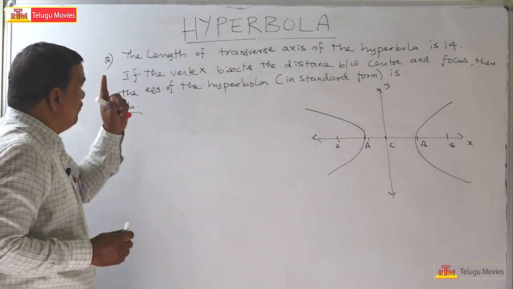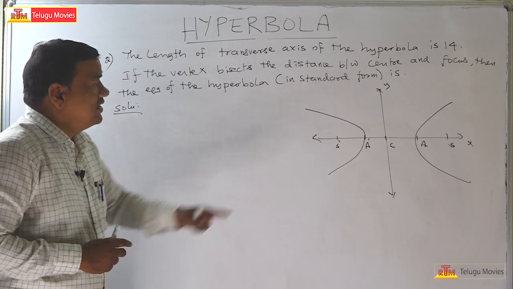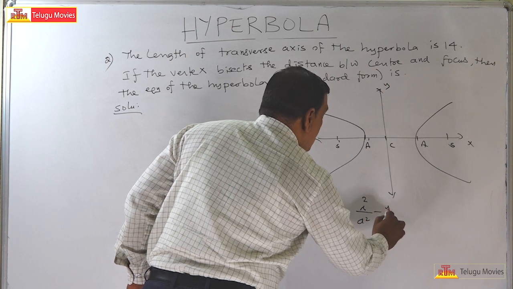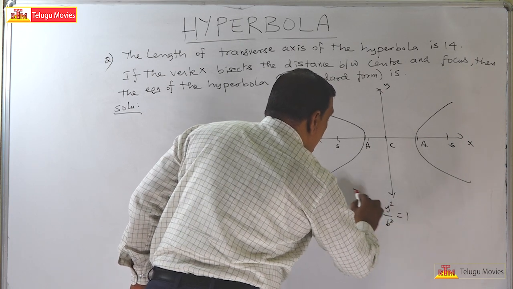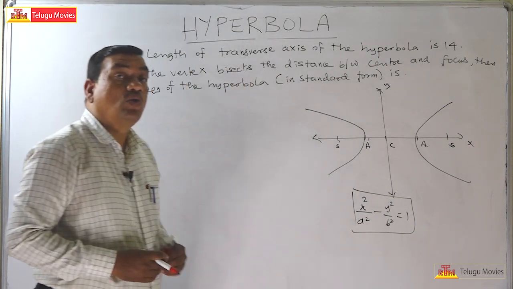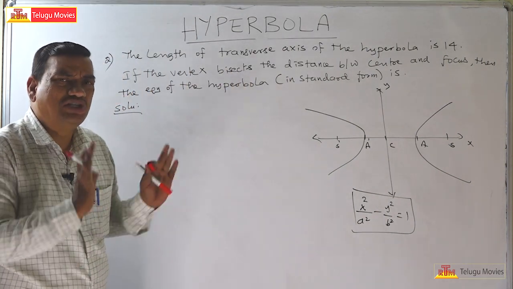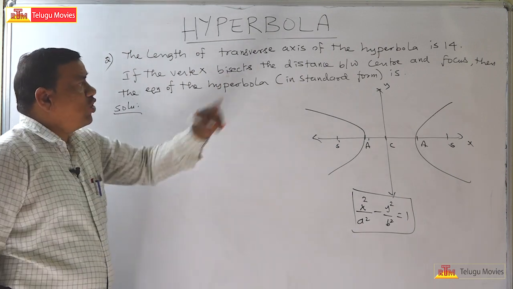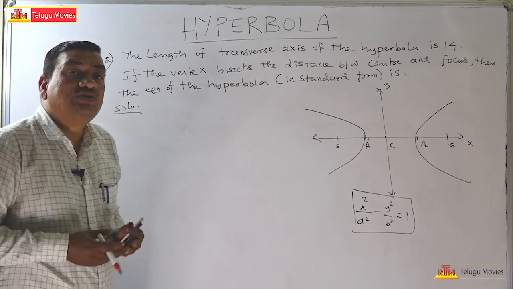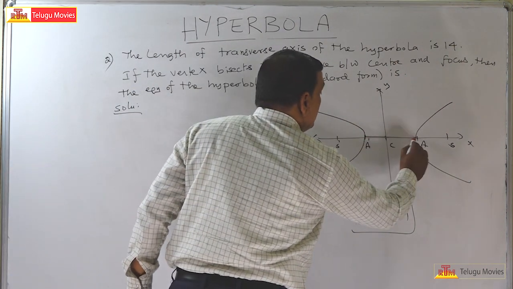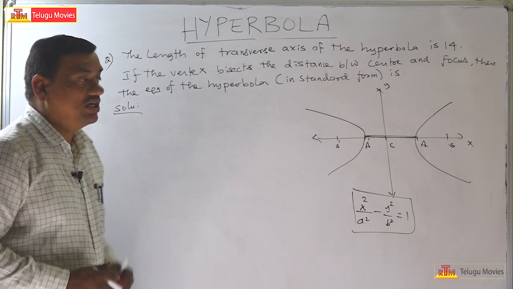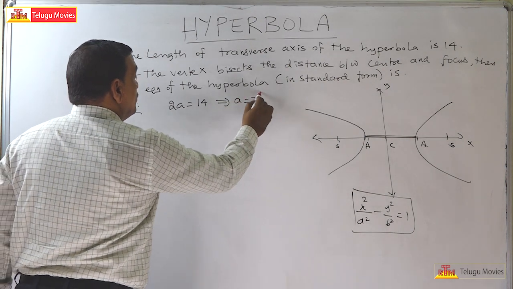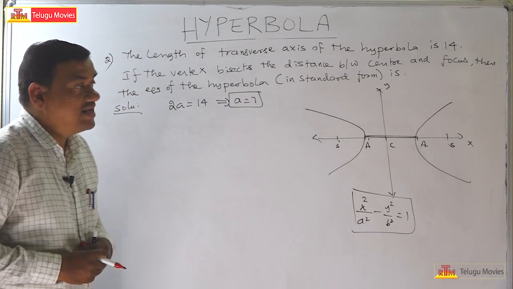Now, the equation of this hyperbola in the standard form is x square by a square minus y square by b square is equal to 1. So we need to find the values of a and b. That is our main aim. Now, see the first line of the question: the length of the transverse axis of the hyperbola is 14. The length of the transverse axis means 2a. 2a is equal to 14, this implies a is equal to 7. Nice, we got the a value as 7.